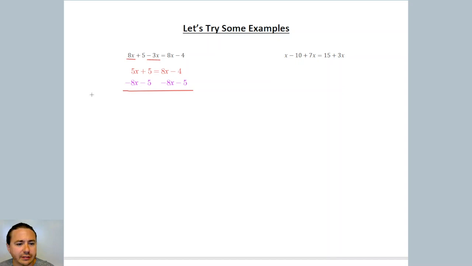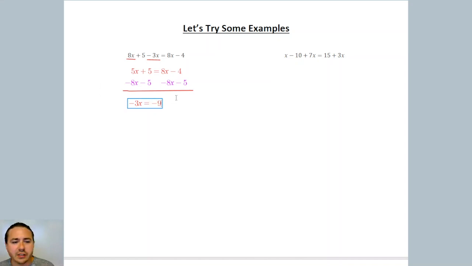So we've got 5x minus 8x, which is negative 3x. Let's go back to red here. Then we have 5 minus 5, which is 0. Those cancel out, which is what we want to happen. The whole purpose of moving these things around is so that we get our constants on one side and our linear terms on the other. So over here we've got 8x minus 8x, that's 0 again. We got these to cancel out. And then we have negative 4 minus 5, which is negative 9.